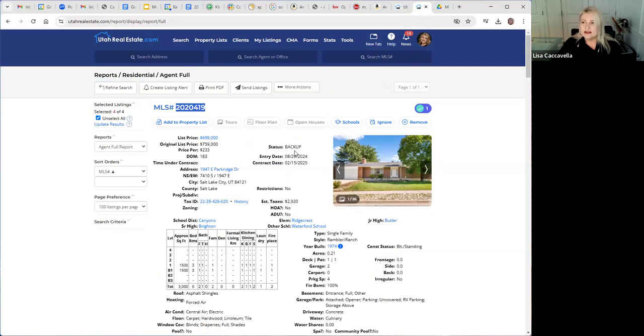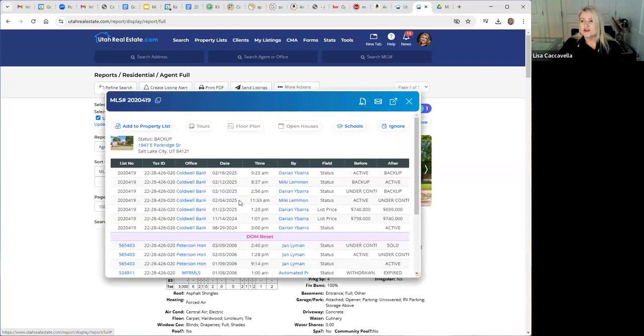This one is under contract. It's in backup status. You can check the history of the property. So sometimes I'll have a client who says, I'm in love with this home. It's in backup status. What's the story on it? Hit history, and you can go through and see, okay, it looks like it was under contract once, went back to backup, and then it came out. How often, how far apart was this?